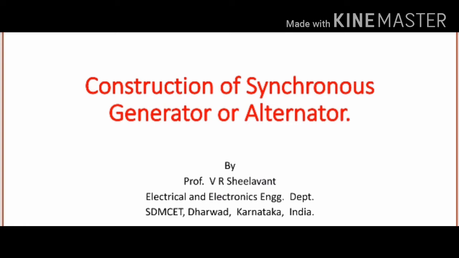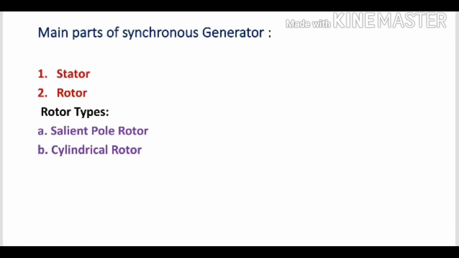In this video lecture, I am going to take up construction of synchronous generator or alternator. The main parts of synchronous generator are stator and rotor. Depending on the type of construction, the rotors are classified as a salient pole rotor and a cylindrical rotor.